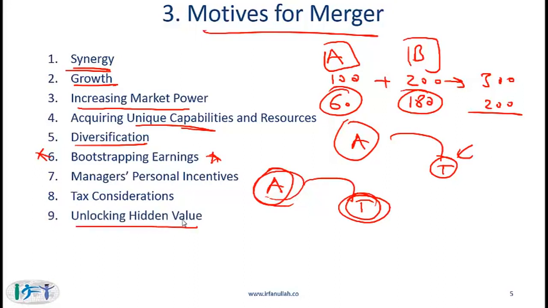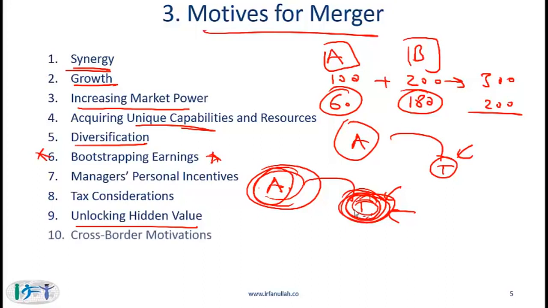Unlocking hidden value. A scenario here might be that you have company A, which is a large pharmaceutical company, and company T is a small pharmaceutical company that is in some form of financial distress. Maybe the management team here is not very good, but the research department here is excellent, and they are sitting on some formulas that potentially could be extremely valuable. So that is the hidden value here, which let's say the acquirer recognizes, and it is to get that hidden value that A tries to acquire T.